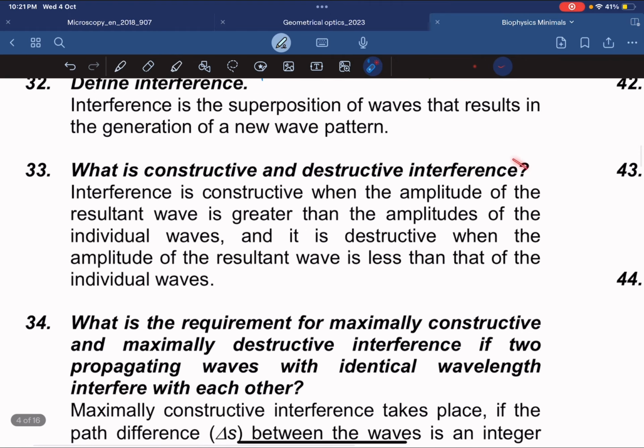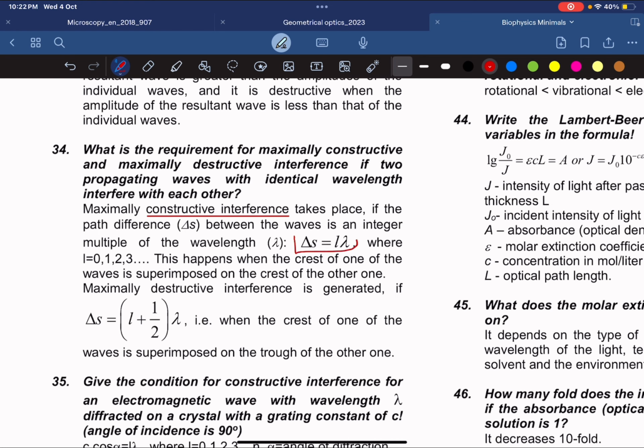What is a requirement for maximally constructive and maximally destructive interference? If two propagating waves, okay, I want to add a page here. Let's look at the formula first. For maximally constructive interference, this is the formula. Delta S, which is the path difference, should be equal to n lambda, and n can be 0, 1, 2, 3, anything. Now let's explain that formula.